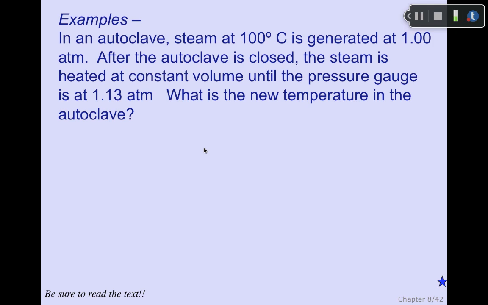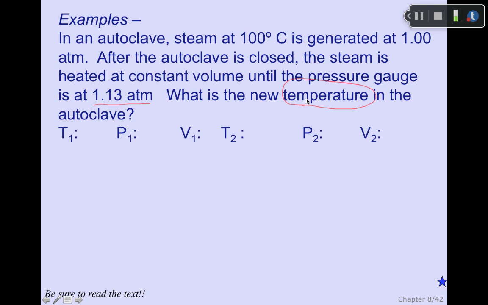Gases can be described as like things of steam in an autoclave where they sterilize instrumentation. The steam starts out at 100 degrees Celsius. It's going to be 1 atmosphere, which is sort of ordinary when you close the door. If you close it, the steam is heated up at a constant volume because the container is closed and doesn't change until the pressure gauge has an increased pressure of 1.3 atmosphere. The question then is, what is the new temperature inside the autoclave, having done this?